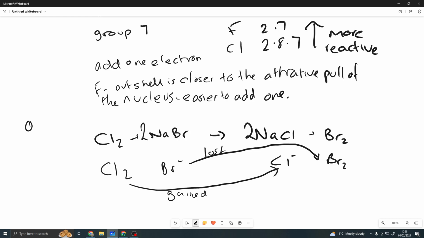Now, we remember, of course, OIL RIG, oxidation is loss. So the bromide there has lost an electron, it's been oxidized. The chlorine has gained an electron to become chloride, it's been reduced. Now this is redox, reduction and oxidation happening at the same time. Redox, lovely.